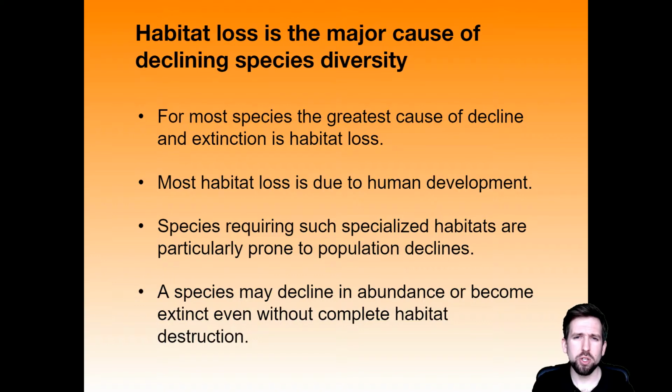So as we mentioned with amphibians, they definitely are more prone to their environments being disrupted, and with that disruption of their habitat, they are going to be more at risk. And this is, across the board, the largest cause of declining species diversity. So for most species, the greatest cause of decline and extinction is habitat loss.